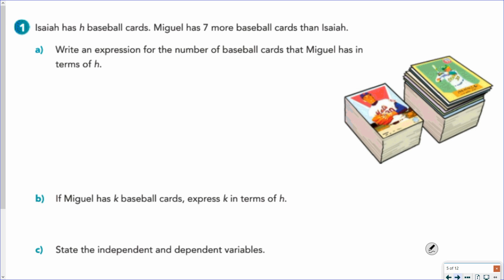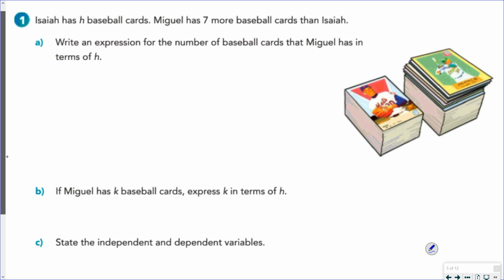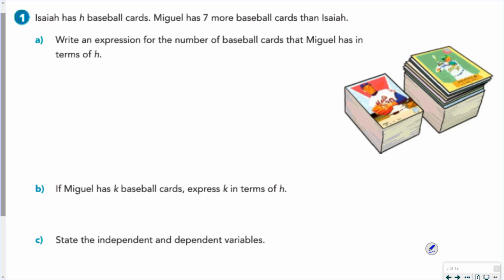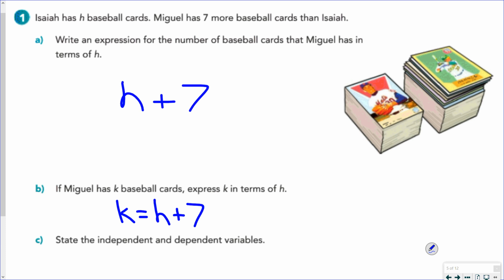So Isaiah has 8 baseball cards. Miguel has 7 more baseball cards than Isaiah. So for part A, we want an expression for the number of baseball cards that Miguel has in terms of H. Well, if Miguel has 7 more baseball cards than Isaiah, and Isaiah has H baseball cards, the expression would be H plus 7. If Miguel has K baseball cards, express K in terms of H. So that would mean it's K equals H plus 7. And the independent variable is H. The dependent variable is K.